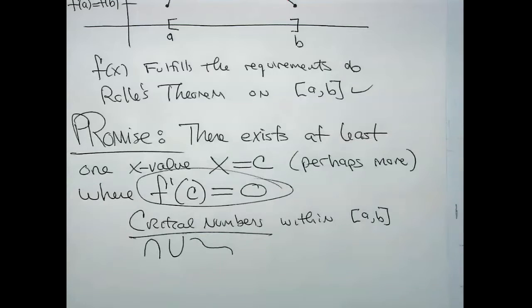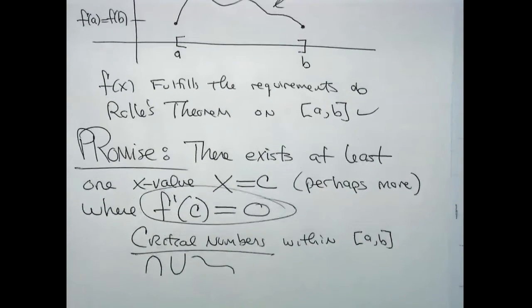Not going to happen here. We have a continuous function. The second reason that f prime will become undefined is because of a sharp corner. That makes f prime undefined. We're not going to find that because this is a smooth differentiable curve. So the only critical numbers that we are promised are these. You will not find any others.